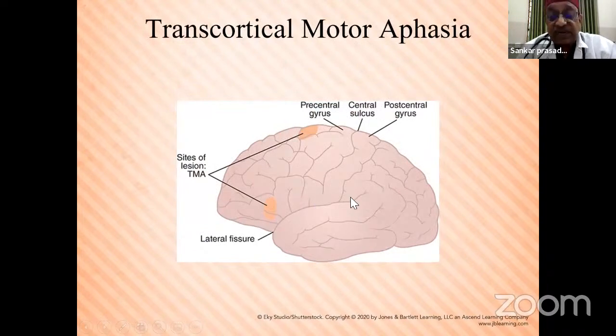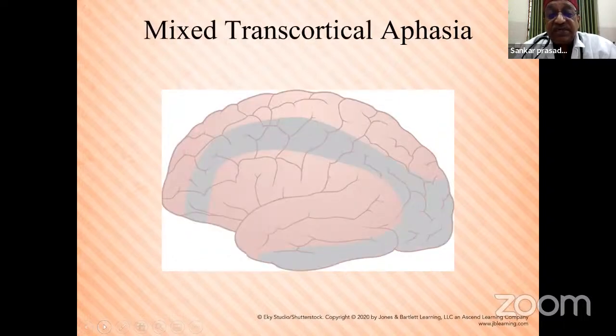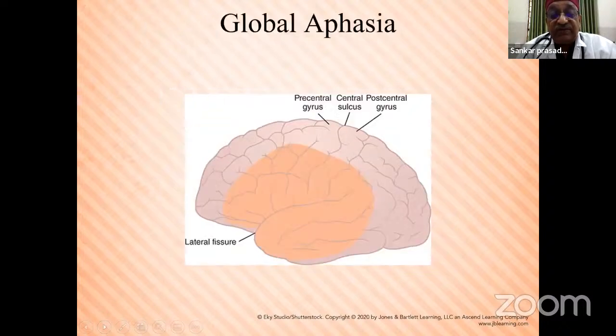This is the lateral fissure. This is the precentral gyrus. This is the supplementary motor area, and this is the postcentral gyrus, the central sulcus. This is the transcortical motor aphasia. In mixed transcortical aphasia, you can see the damage in the watershed areas, and in global aphasia you can see how much of the area is involved.